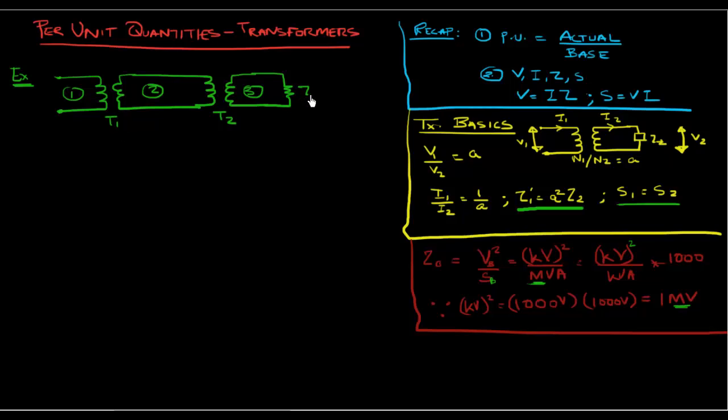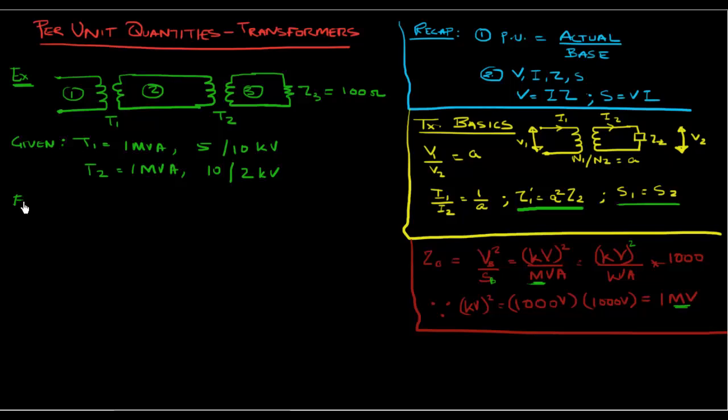Let us then define this as Z3. Let's say this is 100 ohms. And we are given that T1 is a 1 MVA transformer with a voltage ratio of 5 kV on the primary and 10 kV on the secondary. T2 is again another 1 MVA transformer with a 10 kV primary and a 2 kV secondary.